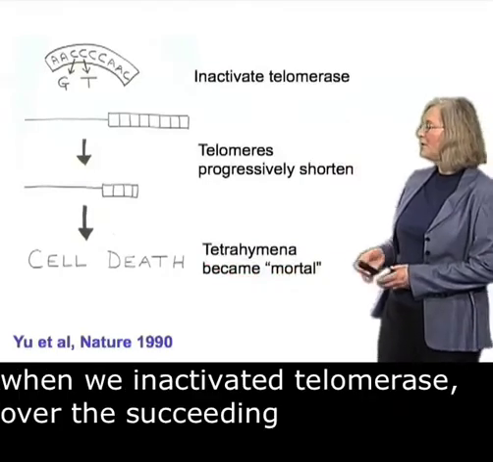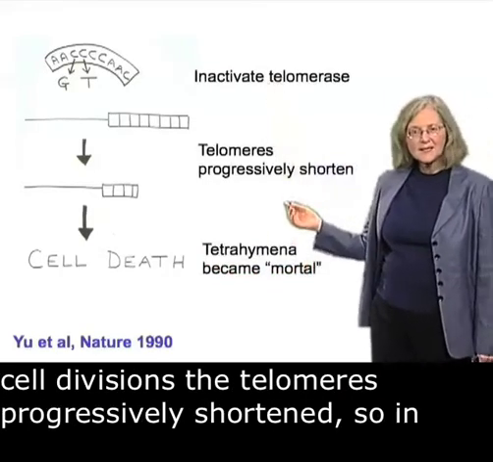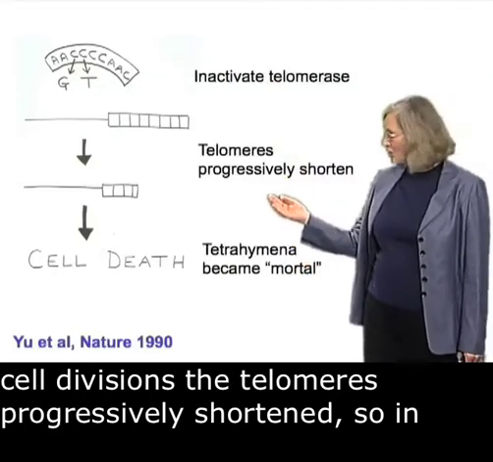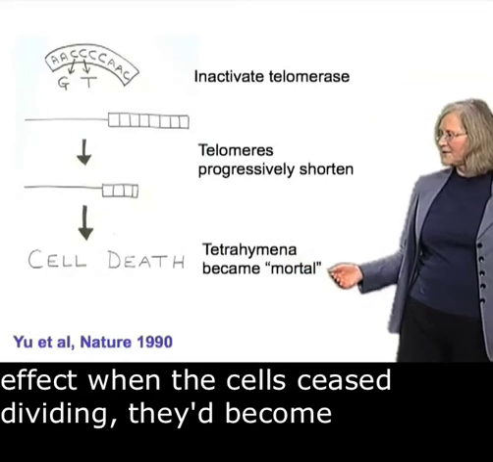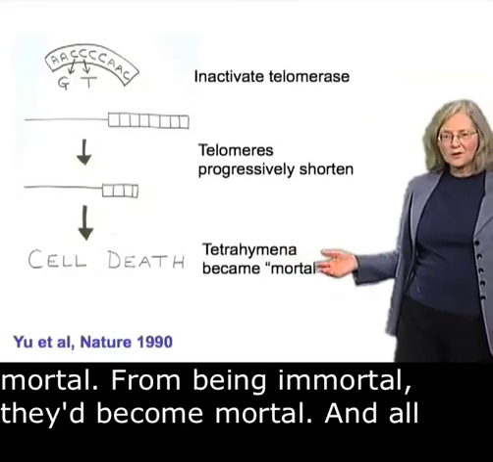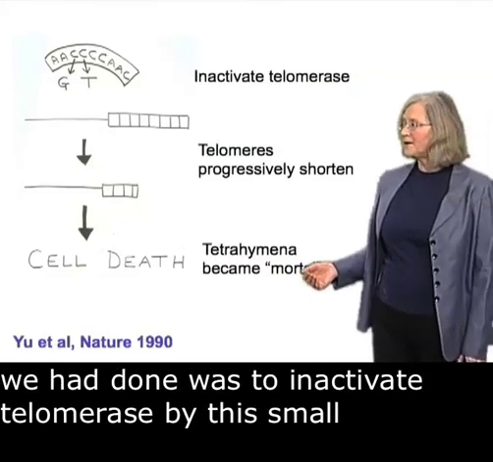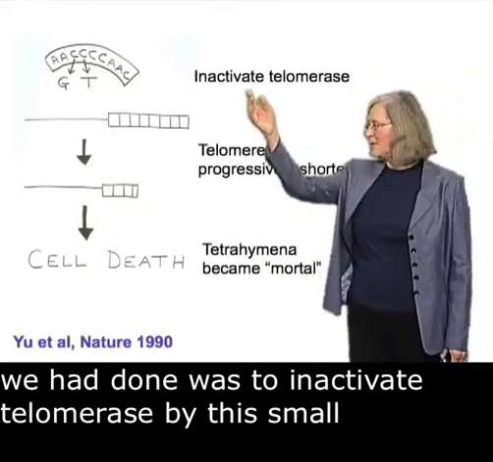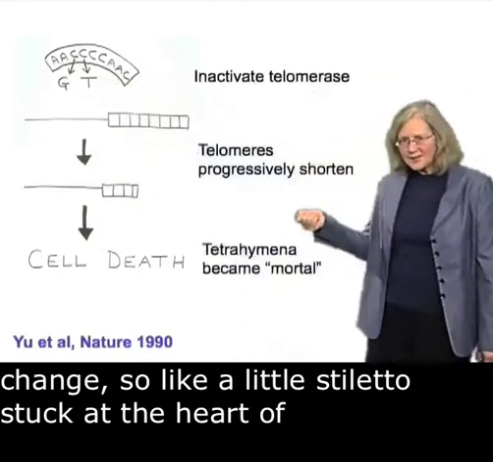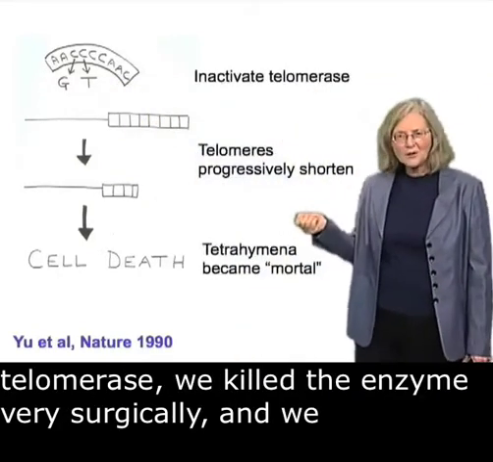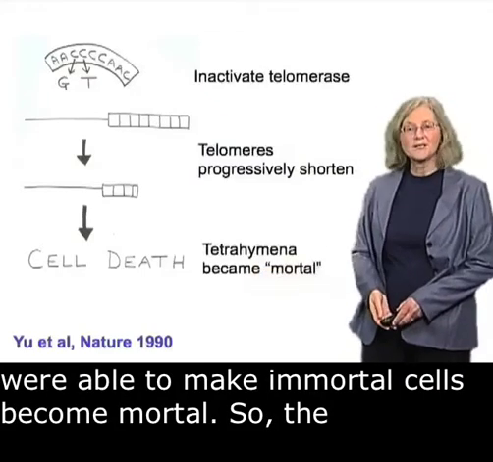So in other words, when we inactivated telomerase, over the succeeding cell divisions, the telomeres progressively shortened. So in effect, when the cells ceased dividing, they'd become mortal. From being immortal, they'd become mortal. And all we had done was to inactivate telomerase by this small change. So like a little stiletto stuck in the heart of telomerase, we killed the enzyme very surgically, and we were able to make immortal cells become mortal.